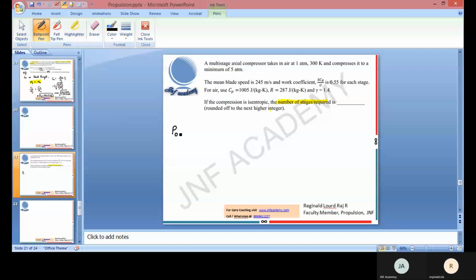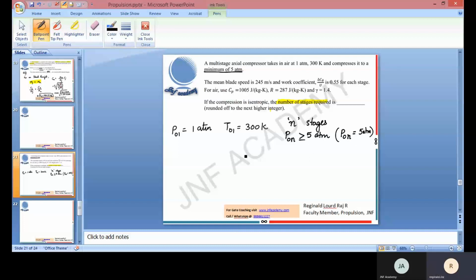The data: inlet pressure is 1 atmosphere. Inlet temperature is 300 Kelvin. And the exit pressure, let me say there are n stages. After n stages, P0n must be greater than 5 atmosphere. It should be a minimum of 5 atmosphere. So let's say it's greater than or equal to 5 atmosphere. To start with, I'll say P0n is equal to 5 atmosphere. It's a multi-stage compressor, so from first pressure to second, second to third, like that. The final pressure is the nth pressure. If it has n stages, P0n is 5 atmosphere or greater.